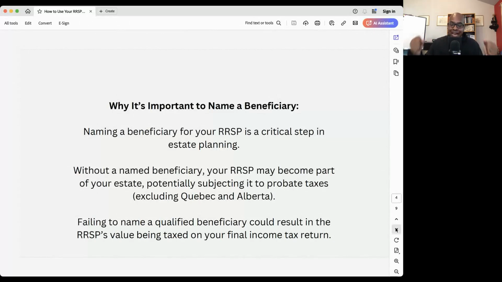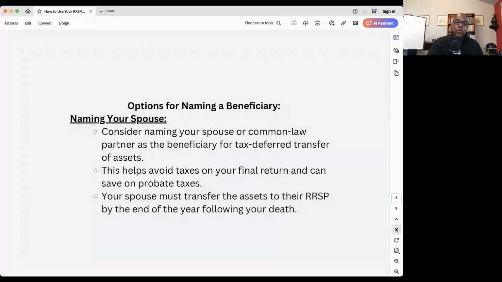If you die, it's as if you earned that money in that particular year that you die. So failing to name a qualified beneficiary could result in the RSP value being taxed on your final income tax return. So you've got to think about that. There's a disposition and you're taxed then, and you also have to consider the probate aspect of it, because if you have a certain amount in probate, then you will have to pay on that amount, right?